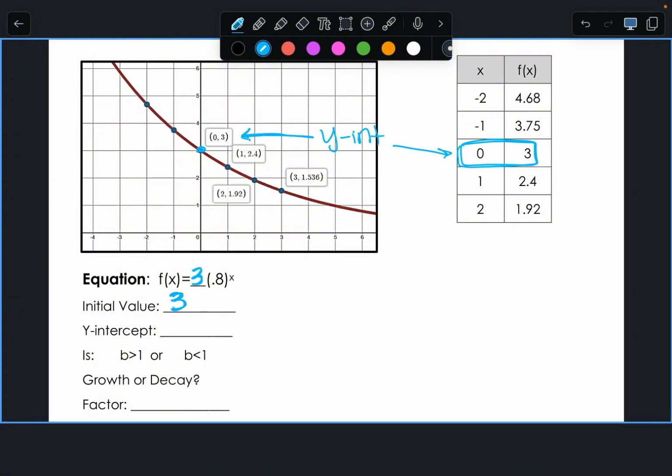All right. So as an ordered pair, we write it as (0, 3). Is my factor greater or less than 1? Less. How do you know it's less? It is 0.8. It's decaying. How else do we know we're decaying? Because the exponential function is going down. Your y's are decreasing. Your y values are decreasing. Questions? All right, that's it.